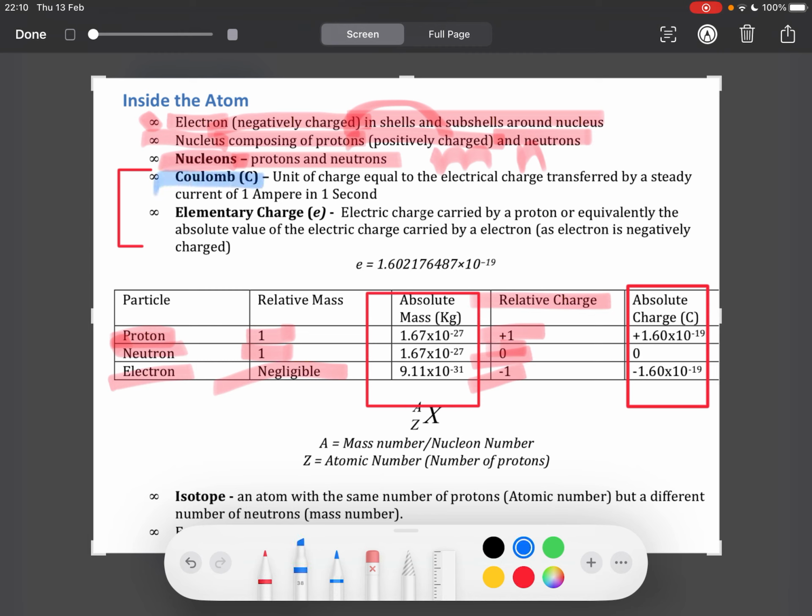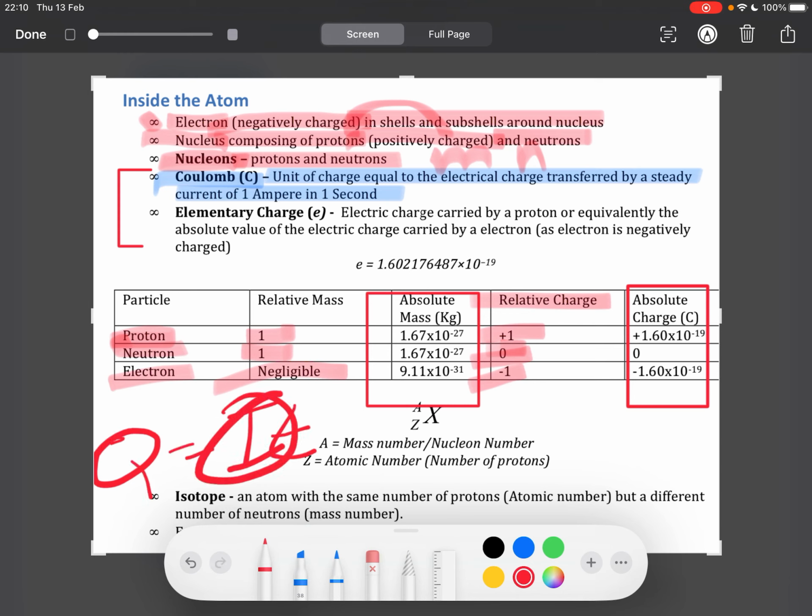The coulomb. The coulomb is the unit of charge equal to the electrical charge transferred by a steady current of 1 ampere in 1 second. It can be calculated as Q equals IT, current in amperes times time. So 1 ampere in 1 second. And then we have the elementary charge. The elementary charge is basically the electric charge carried by a proton, or equivalently the absolute value of the electric charge carried by an electron, as the electron is negatively charged.